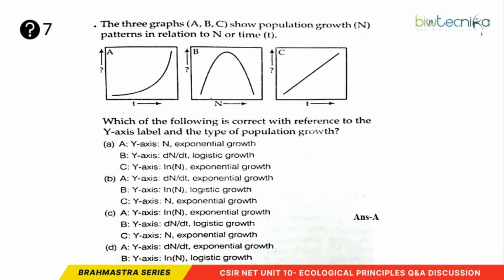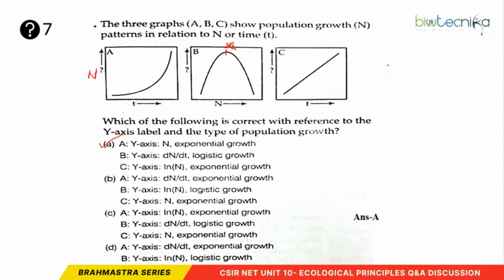Okay, the correct answer is option A. Okay, option A. When on the y axis you have population, this is an exponential growth curve. Okay, this is a logistic growth. Remember, this part is your K by 2, half of your carrying capacity, hyperbola. But what is the dimension given on the y axis?